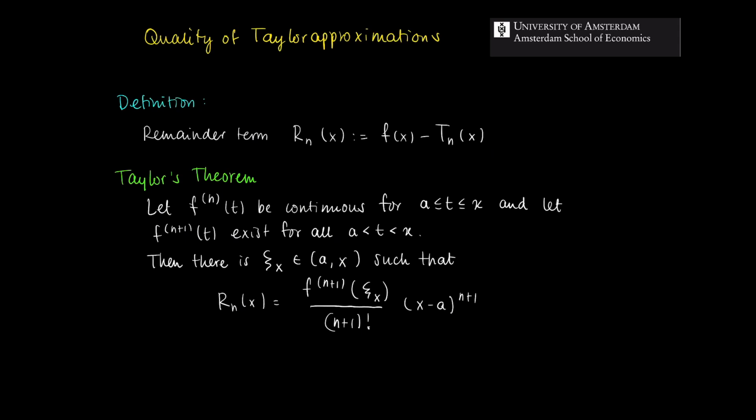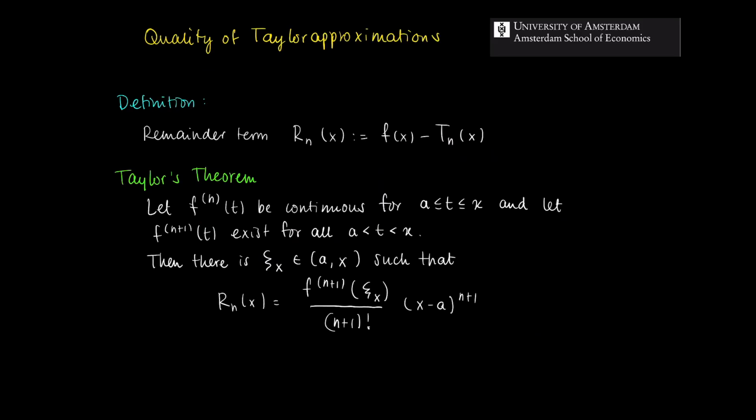In this clip, I'm going to provide an alternative proof of Taylor's theorem. Taylor's theorem, as you know, says something about the quality of Taylor approximations of a function that is sufficiently differentiable. Suppose we have a function f defined on some interval, and a is in that interval, and Tn is the nth order Taylor approximation of that function in a. Then we can look at the remainder term, and Taylor's theorem says something about the remainder term.